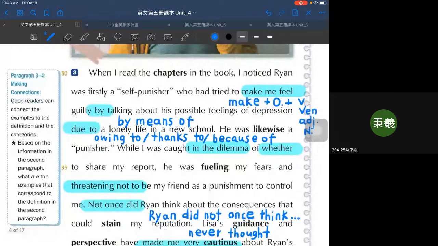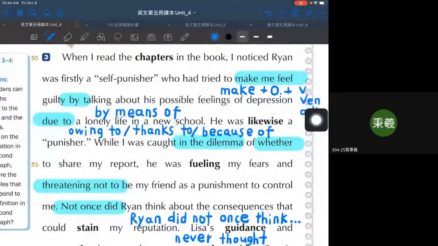On page 68 here it says, when I read the chapters in the book, I noticed Ryan was firstly a self-punisher who had tried to make me feel guilty by talking about his feelings of depression. So we know he is going to be a self-punisher. And what kind of self-punisher? Here use a clause to describe. The punisher who had tried to make me feel guilty by talking about his possible feelings of depression due to a lonely life in a new school. So it's a long clause to describe the person. This kind of self-punisher had tried to make me feel guilty.